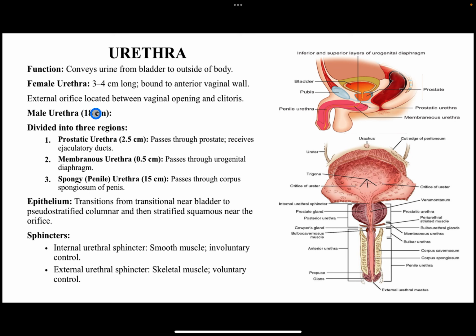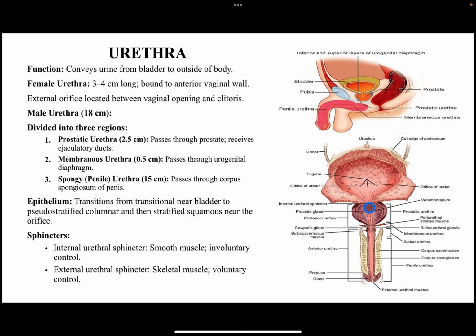Now, in males, it is very long, and it is divided into 3 regions. We have the prostatic urethra, which is about 2.5 centimeters, the membranous urethra, which is about 0.5 centimeters, and then the spongy or penile urethra, which is about 15 centimeters. This is the prostatic urethra. You see the urethra starts from here to this point. The area that spans within the prostate gland is what we call the prostatic urethra.